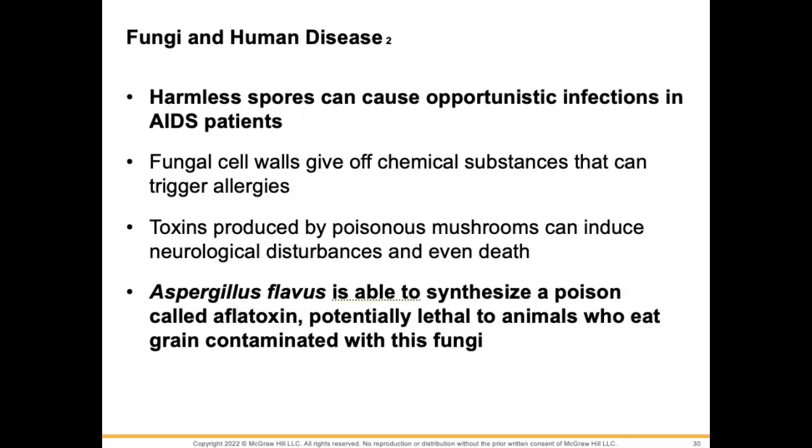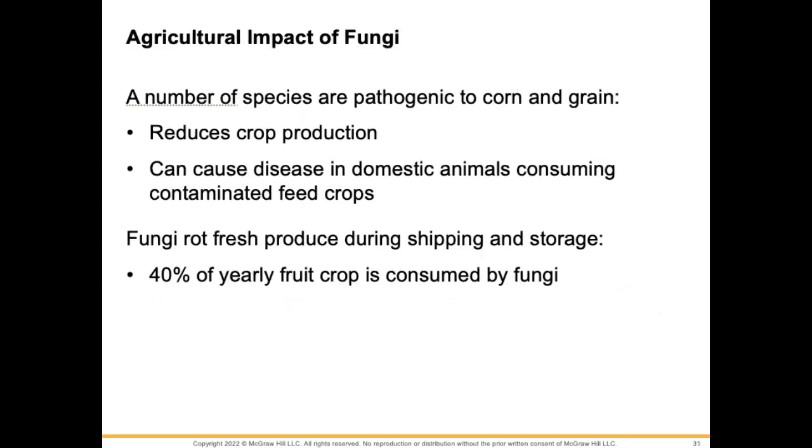There are toxins produced by poisonous mushrooms that can induce neurological disturbances and even death. And then specifically Aspergillus flavus, this is a type of fungus, it has the ability to synthesize a poison called aflatoxin. Sorry, I'm having a moment today. Potentially lethal to animals that happen to eat it if their grain is contaminated with it. So a number of species are pathogenic to corn and grain as far as fungi, and that will reduce the crop production and cause disease in domestic animals.